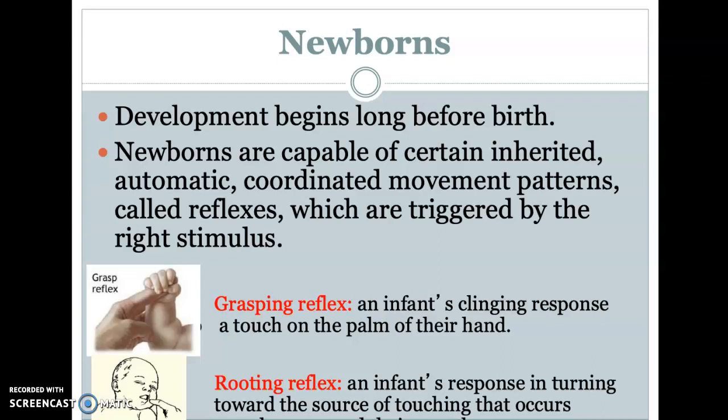If you've ever put your finger inside of even a 1-day-old baby, they'll reflexively just reach around and grab it. All right, and so that's a reflex that they have to help them be able to hold on to things that they may need.